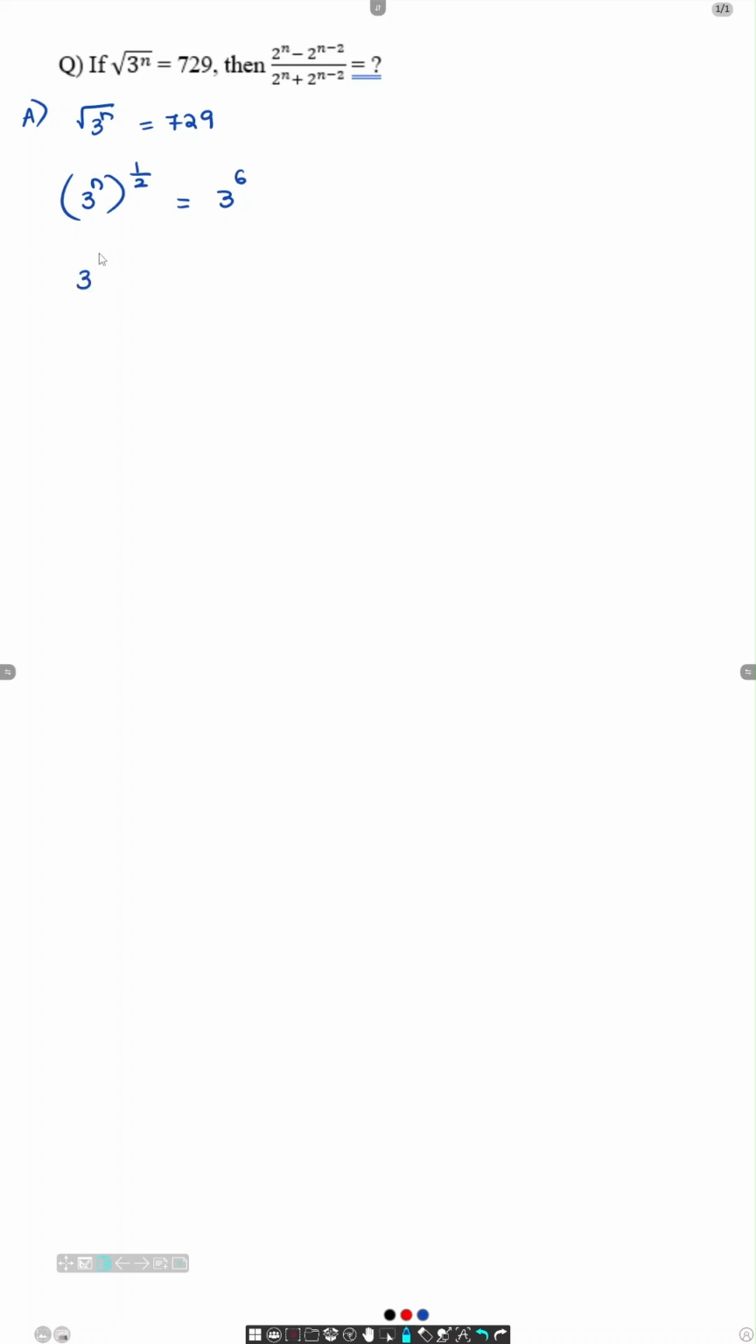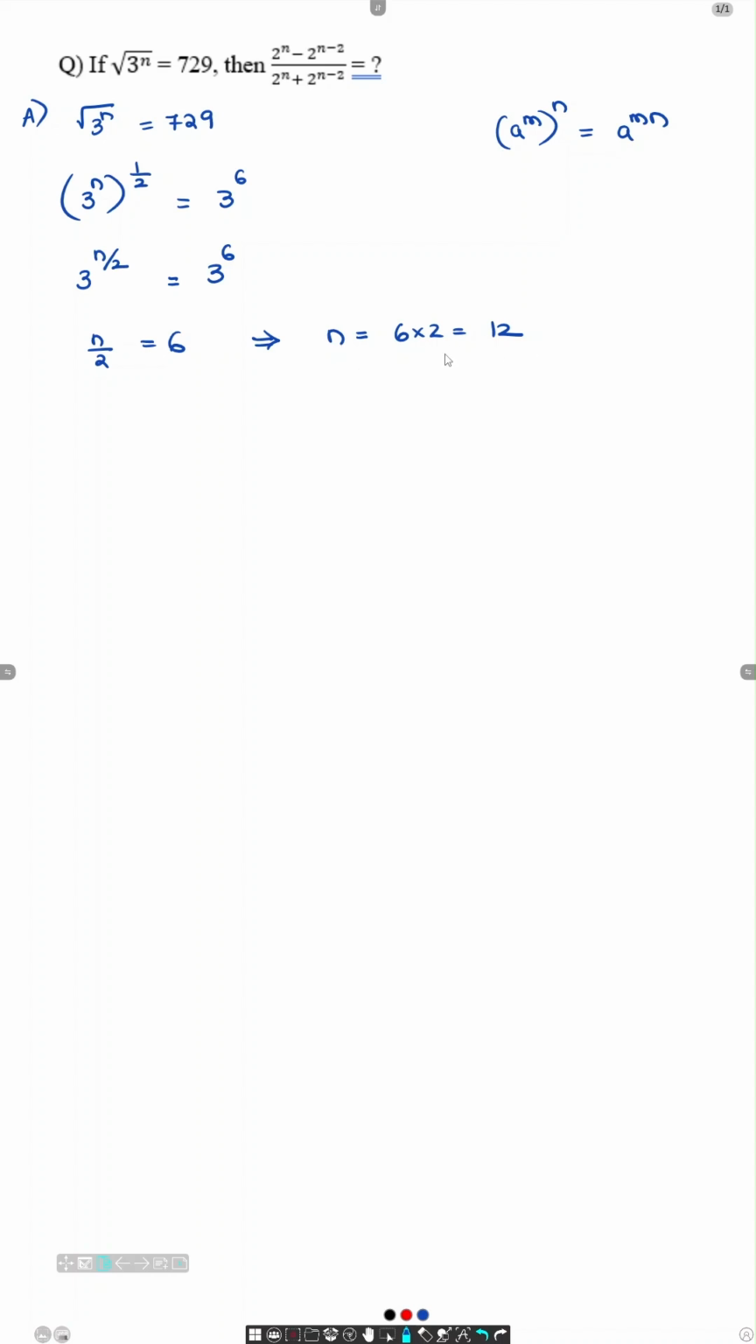Now we can write this as 3 power n by 2, as (a power m) whole power n is equal to a power mn, which is equal to 3 power 6. As bases are the same, powers are equal. So n by 2 will be equal to 6, which implies n is equal to 6 into 2, which is 12. I have multiplied 2 on both sides, so I get the left side as n and the right side as 12.